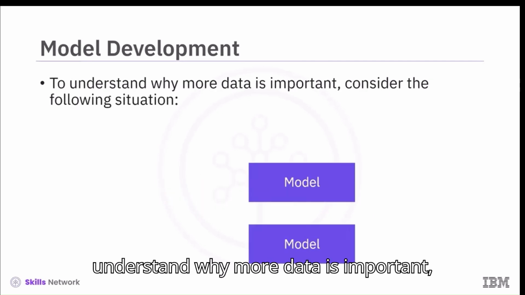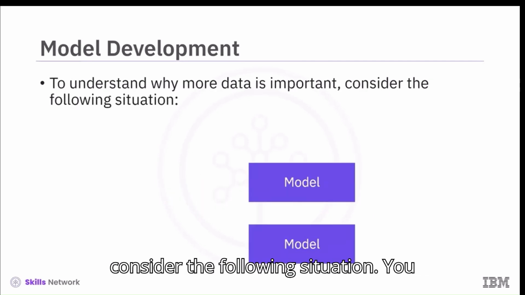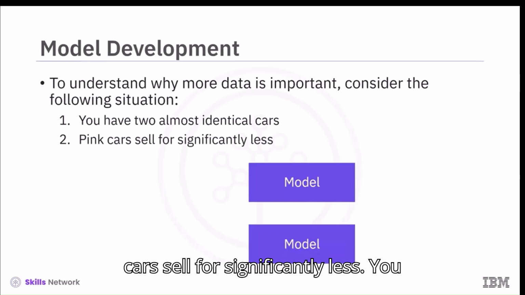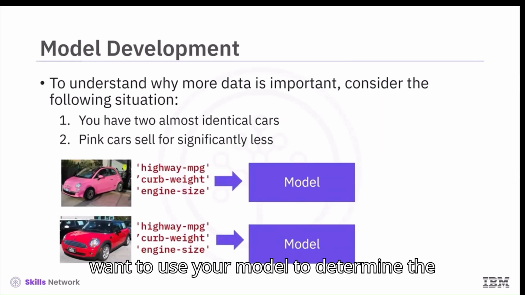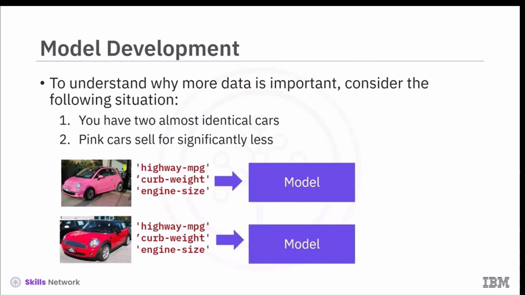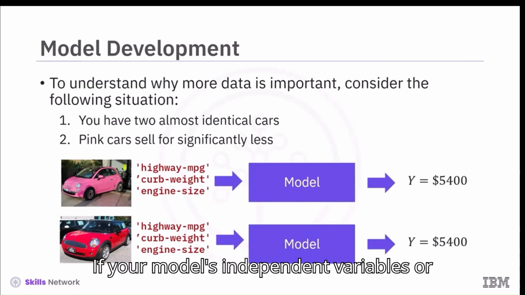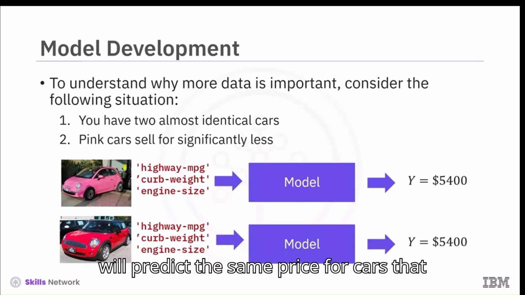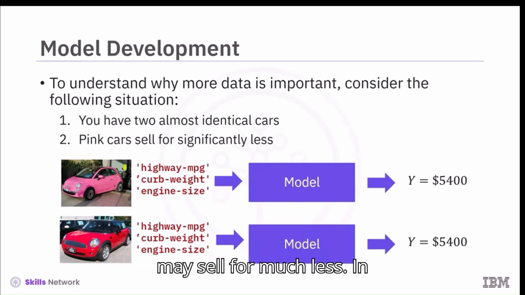To understand why more data is important, consider the following situation. You have two almost identical cars. Pink cars sell for significantly less. You want to use your model to determine the price of two cars, one pink, one red. If your model's independent variables or features do not include color, your model will predict the same price for cars that may sell for much less.